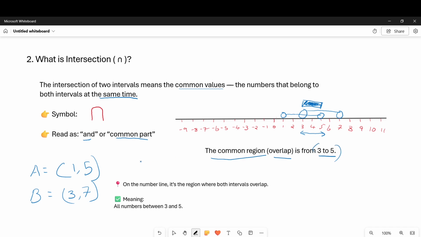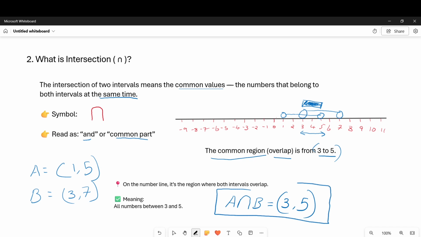So how will we write A intersection B? A intersection B is equal to (3, 5). This is the intersection region. So A intersection B is (3, 5).